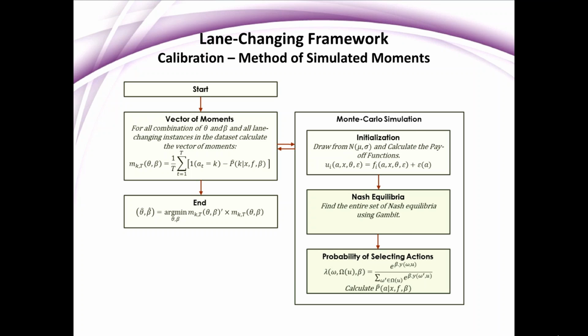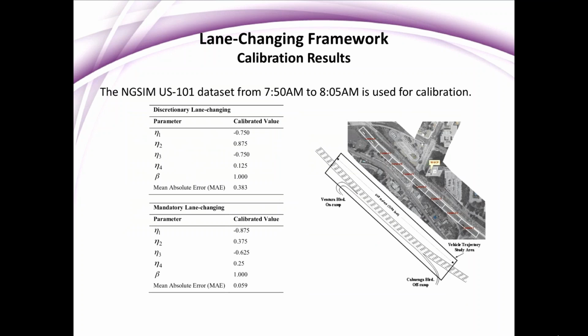Now, to do the calibration, we decided to go with NGSIM data. We used the NGSIM US 101 data set from 750 to 805, and we did the calibration. We came up with a few important things here. First of all, we observed the lane changing behaviors. Second of all, we excluded the movements from the ramp into the highway as mandatory lane changing. We exclude those from the analysis because the behavior of merging into the highway is different from the behavior of going from a highway into the ramp.